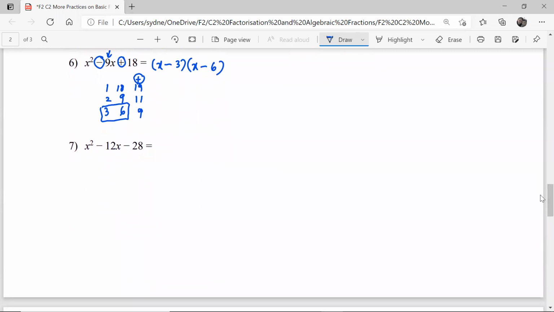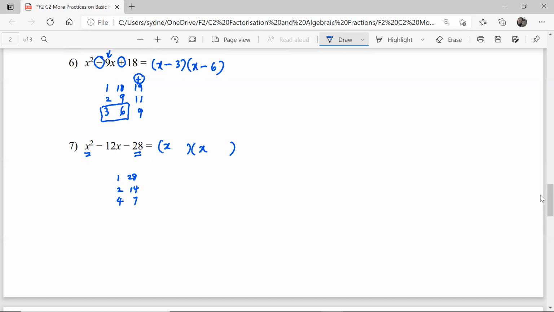Okay. Same thing. X squared minus. Okay, first start with the x squared. So we have x times x in the 2 brackets. 28: 1 times 28, 2 times 14, 4 times 7. 3 cannot, 5 cannot, 6 also cannot.